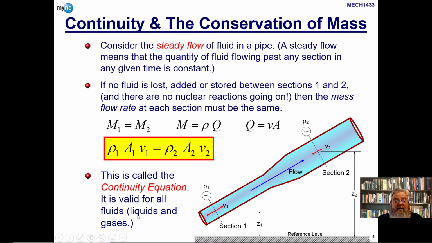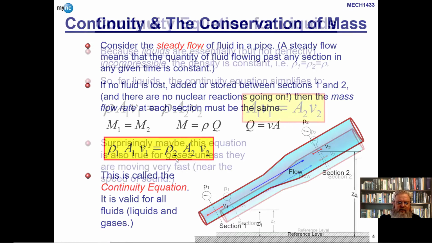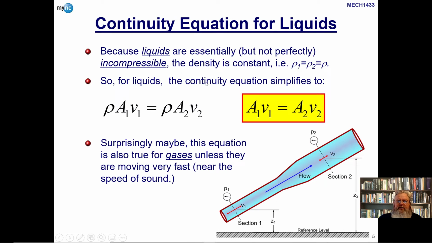It's valid for all fluids, liquids and gases, compressible or not compressible. This works. But we don't normally bother with this full version of the equation because, do you notice anything about it? The densities here, right? Density 1 and density 2. What could we say about those? Well, if we're going to deal with the flow of liquids in particular, we've seen this. We've waffled on this issue. Are liquids compressible or not?